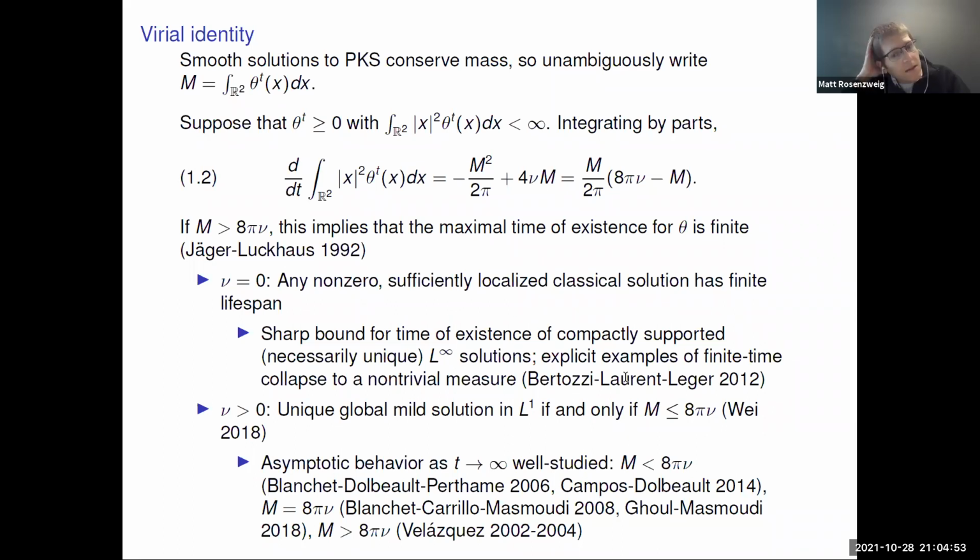And if nu is positive, there's a unique global mild solution in L1 if and only if the mass is less than or equal to 8 pi nu. And in fact, you can say something about the asymptotic behavior as t goes to infinity, depending on whether you're in the subcritical regime where the mass is below 8 pi nu, the critical regime where you're at 8 pi nu, or the supercritical regime where you're above this threshold. And I've listed some names here who have investigated this.